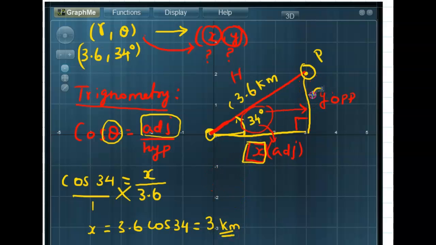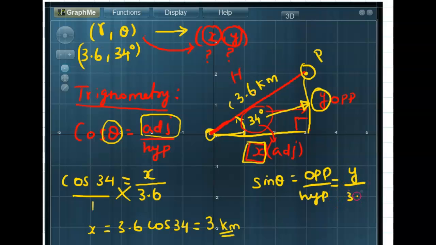Now I want to find y. So how do I find y? It is the side opposite of this angle. So we know this formula: sine theta is equal to opposite side by hypotenuse. Here the opposite side I want to find, the hypotenuse is 3.6 and theta value is 34. So sine 34 is equal to y over 3.6.